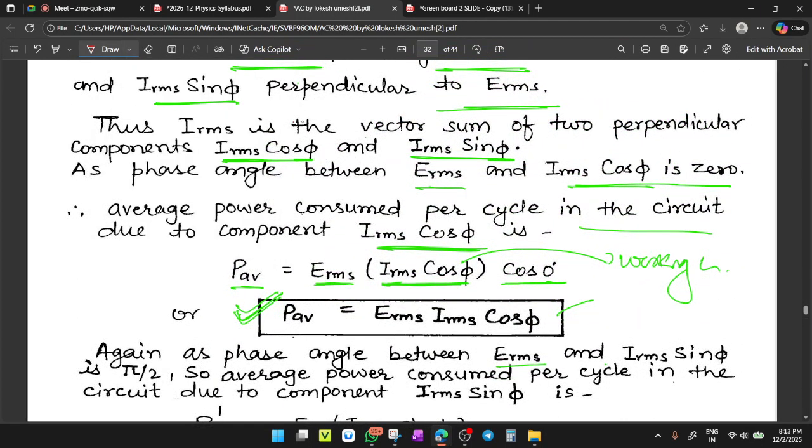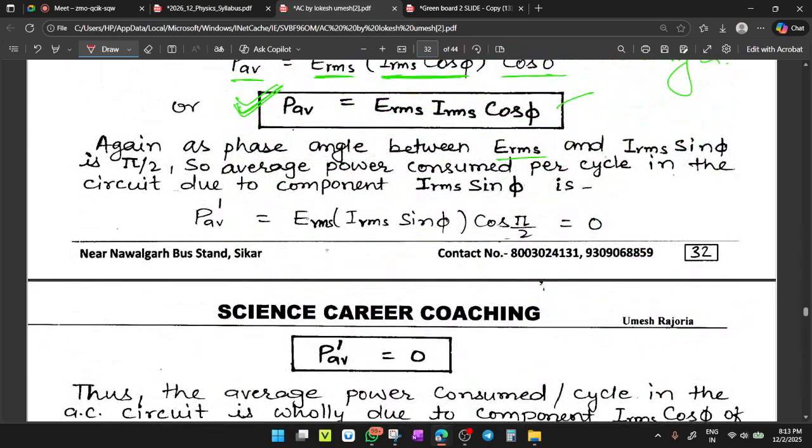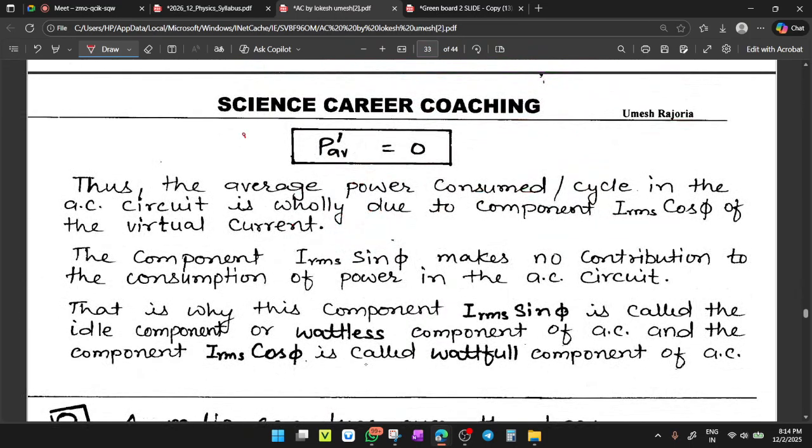Now with the red pen, I'm selecting the component that is perpendicular to the EMF. Now we are talking about the power dissipation by this one component, the red one. Here the ERMS is in this direction and IRMS sin phi in this direction, so the angle between them equals 90 degrees. So again, the phase angle between ERMS and IRMS sin phi is pi by 2. The average power consumed per cycle in the circuit due to the component IRMS sin phi is given by ERMS multiplied by the current component IRMS sin phi, and the angle between these two components is pi by 2. So cos pi by 2 equals 0, which means average power equals 0.